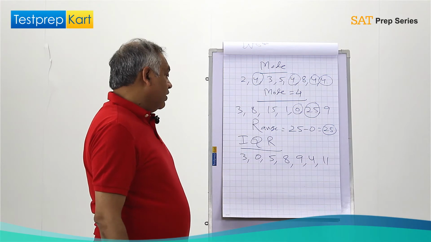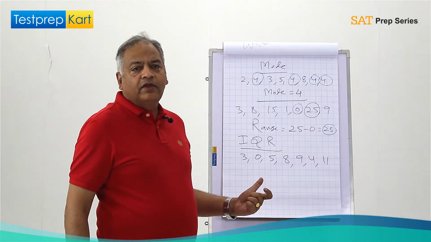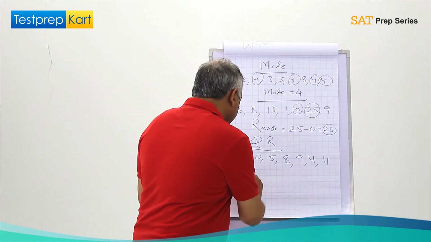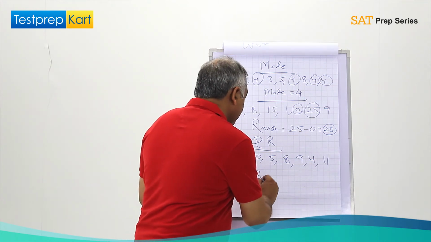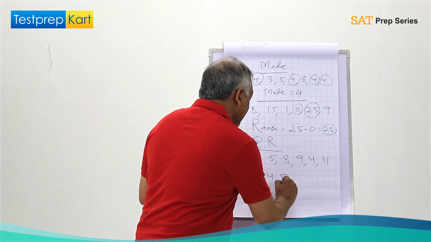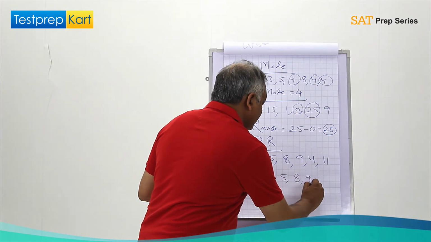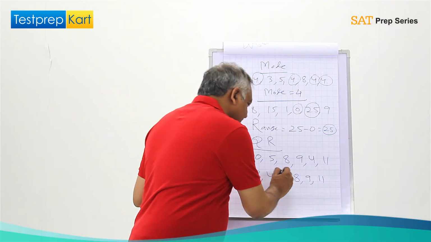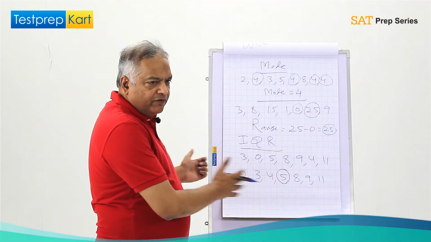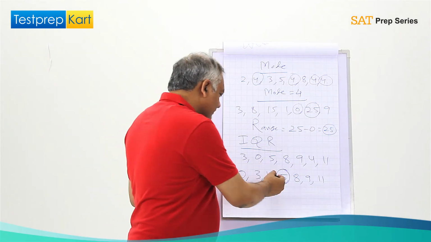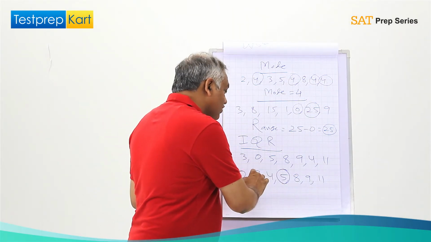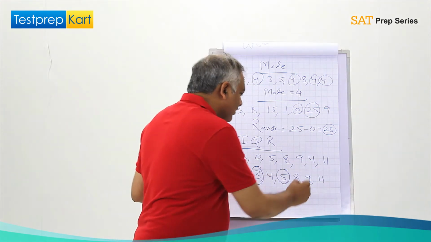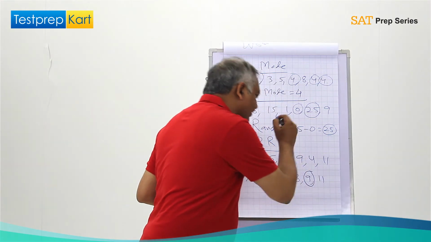Now let's arrange these observations in ascending order. So my numbers will be 0, then 3, next is 4, then 5, then 8, then 9, then 11. Now the median is 5. So take all the observations which are on the left-hand side of 5. Find out the median of these observations, that is 3. Take the right-hand side observations, find out the median of these, that is 9.